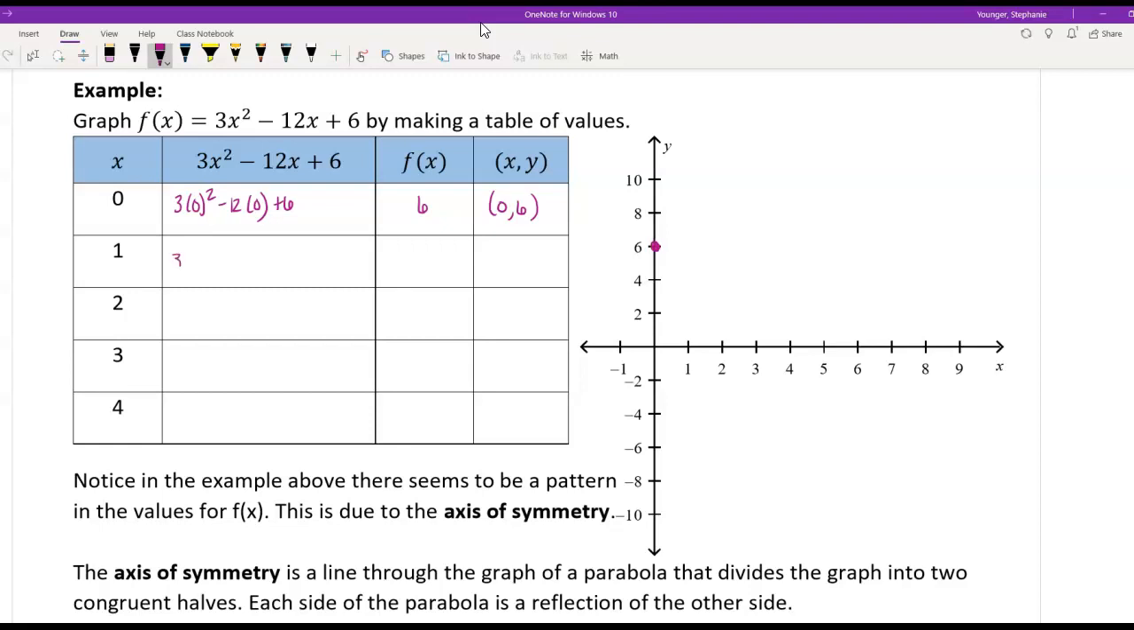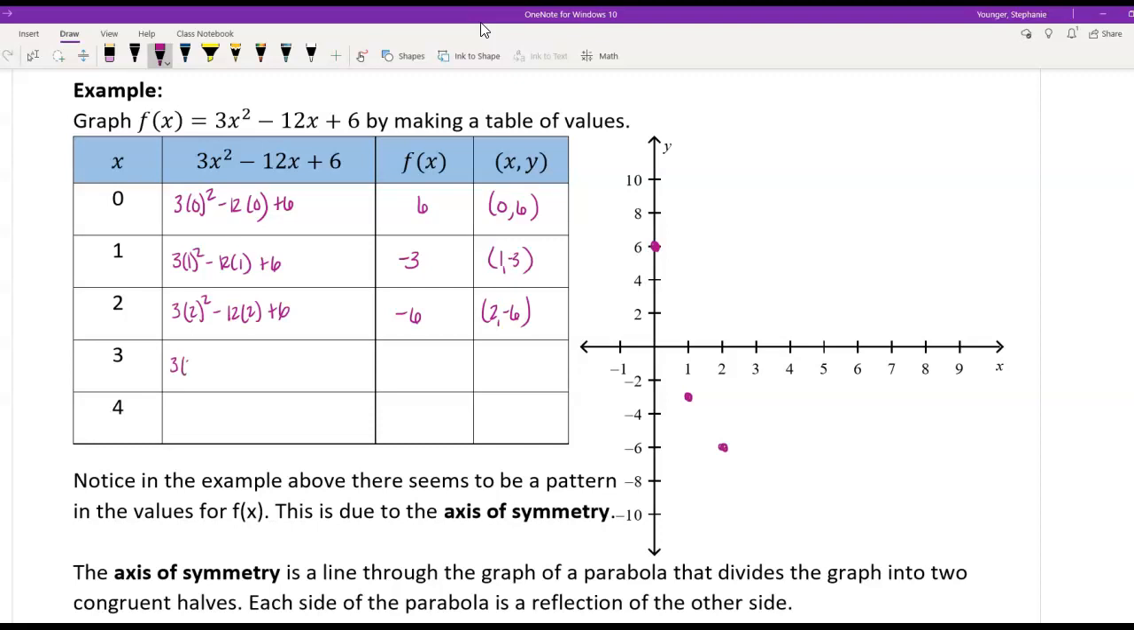Then we have 3 times 1 squared minus 12 times 1 plus 6. So we have 3 minus 12, which is negative 9, plus 6, which is negative 3. Now we have 1, negative 3. I'm going to go to 1, and negative 3 is right around here. Now to 2: 3 times 2 squared minus 12 times 2 plus 6. 2 squared is 4, 3 times 4 is 12, 12 minus 24 is negative 12, plus 6 is negative 6. So I have 2, negative 6.